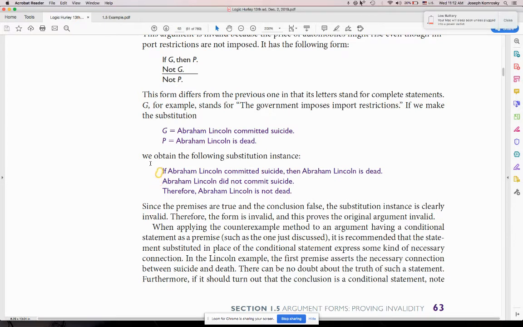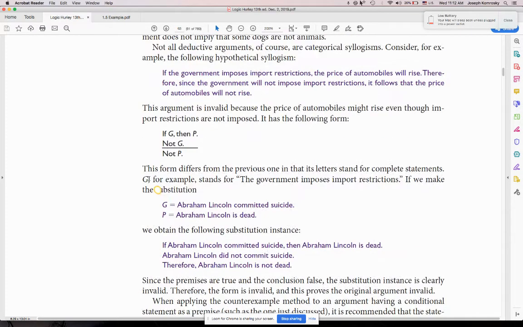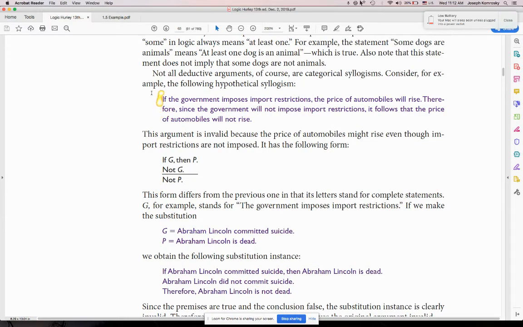So we know that these two are true. He says, if these two are true, would this one follow? Therefore, Abraham Lincoln is not dead. What? Oh, I got it. We know he's dead. All we want to know is, is this argument up here valid? Well, maybe you don't know about government and auto bills.